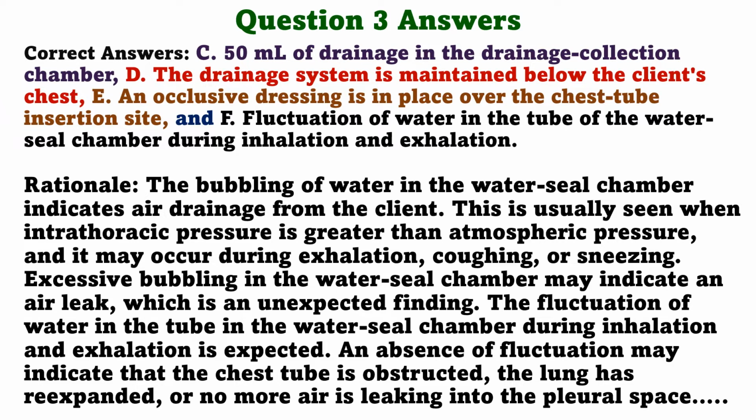Rationale: the bubbling of water in the water seal chamber indicates air drainage from the client. This is usually seen when intrathoracic pressure is greater than atmospheric pressure, and it may occur during exhalation, coughing, or sneezing. Excessive bubbling in the water seal chamber may indicate an air leak, which is an unexpected finding. The fluctuation of water in the tube in the water seal chamber during inhalation and exhalation is expected. An absence of fluctuation may indicate that the chest tube is obstructed, the lung has re-expanded, or no more air is leaking into the pleural space.